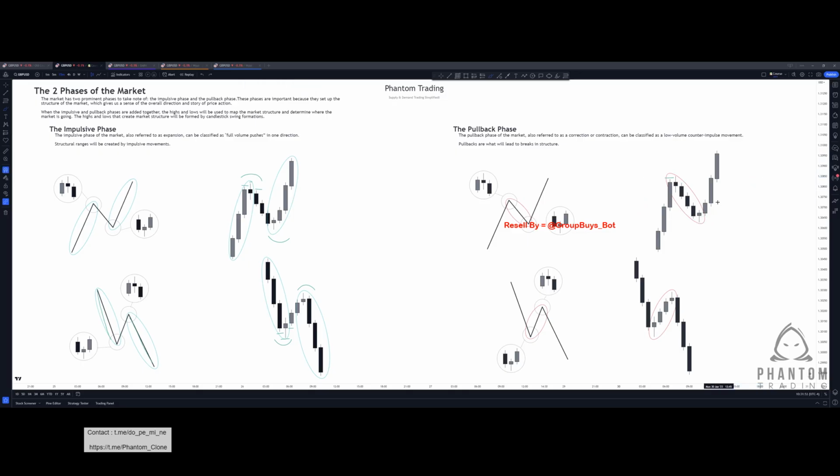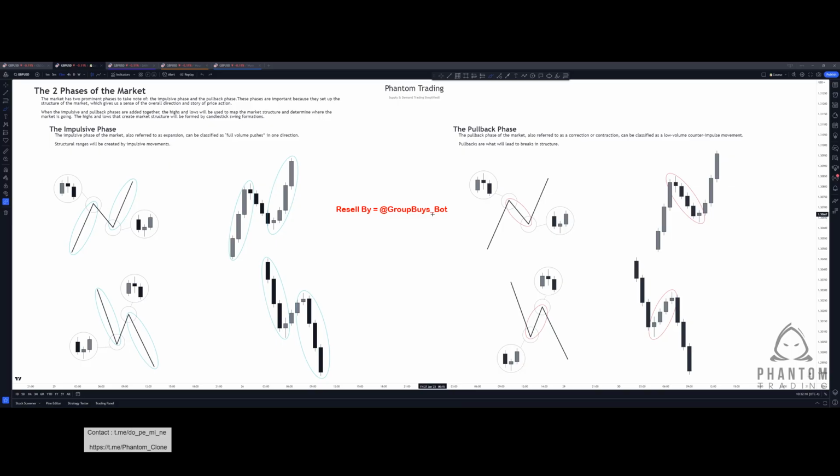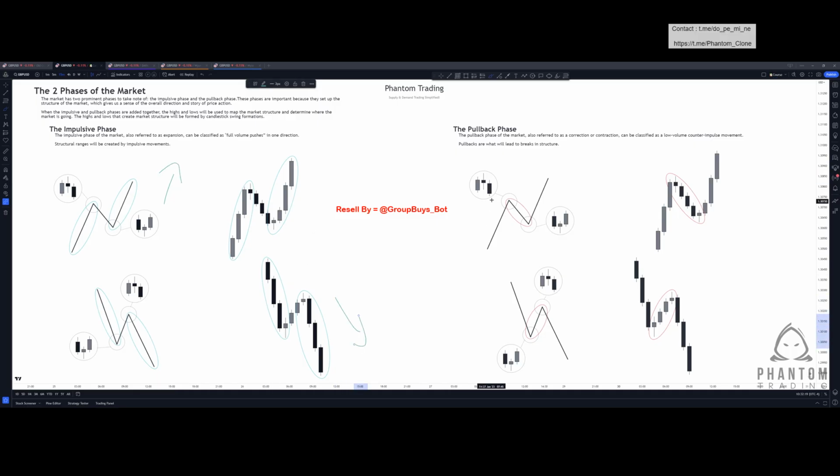It's important to understand the difference between impulsive and pullback phases in the markets. That way we know if we are trading a trending market or we're trading a counter trend market or a pullback. The obvious benefit of trading impulsive markets is that price is moving with volume in one direction, whereas with the pullback phase, price is moving counter trend.